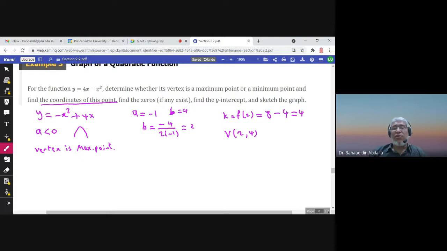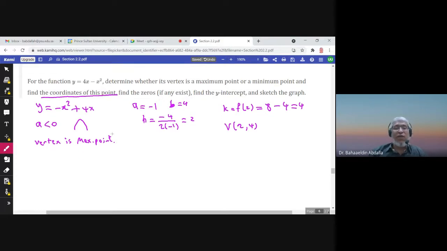Find the zeros of the function. To find the zeros, we write 4x minus x squared, we put it equal to 0, and we solve this equation. Well, if you studied section 2.1, we can solve this equation by factoring. Take x as a common factor. Then 4 minus x would be 0. So either x is 0 or 4 minus x is 0, or x equals 4. So these are the two zeros or the two x-intercepts.